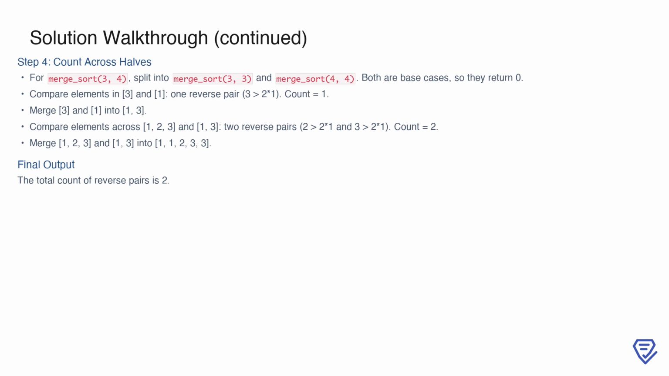Finally, we compare the two merged subarrays, 1, 2, 3 from the first half and 1, 3 from the second half. As we compare across the two, we find two reverse pairs, 2 with 1 and 3 with 1, where both satisfy the condition of being greater than twice the element in the other subarray. This adds 2 to our count, bringing the total to 3 reverse pairs. After merging these two halves, we get the fully sorted array 1, 1, 2, 3, 3. The total count of reverse pairs in this example is therefore 3.